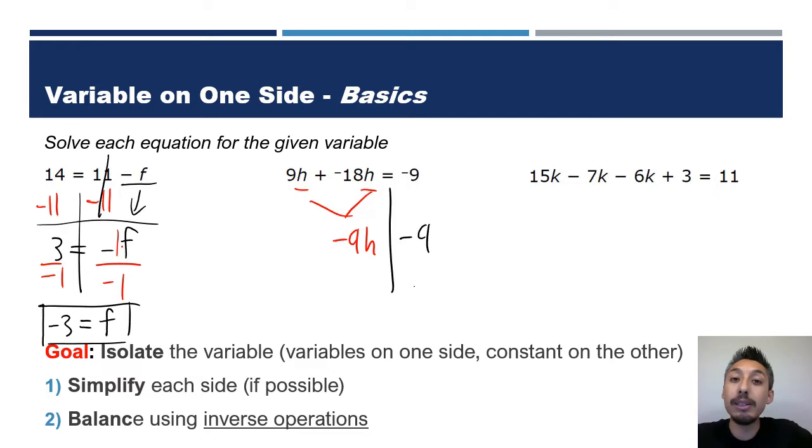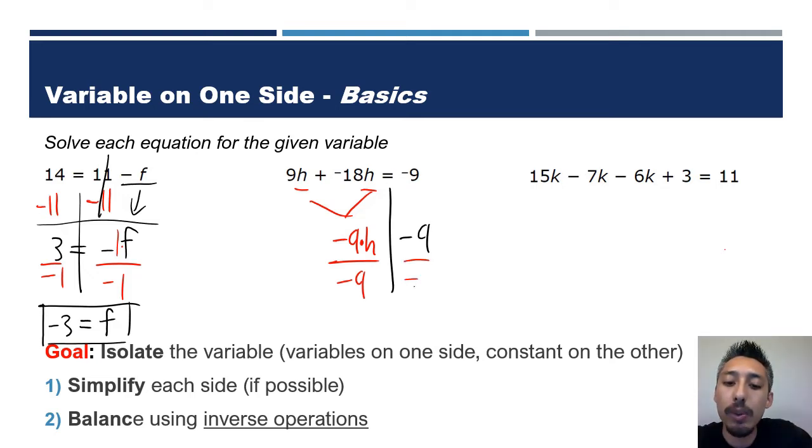And now we're done simplifying. There's no way to simplify each side of the equation. So we move on to balancing using inverse operations. Similar to before, we're trying to get the h by itself. And this right here says negative 9 times h. So in order to get rid of the multiplication, we need to use the inverse, which is division. We're going to divide by negative 9.